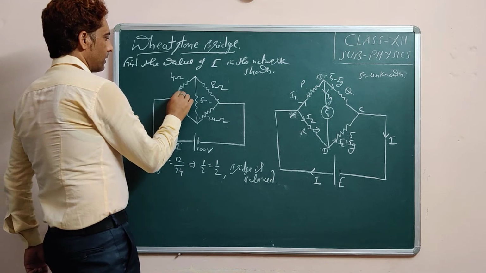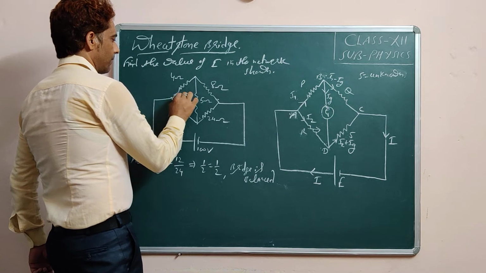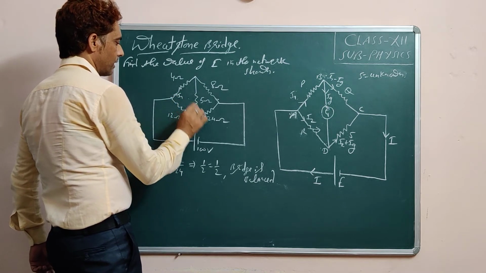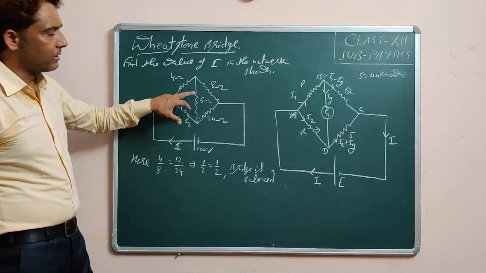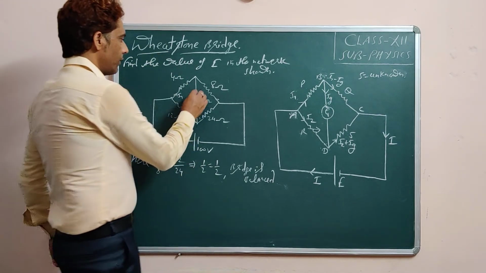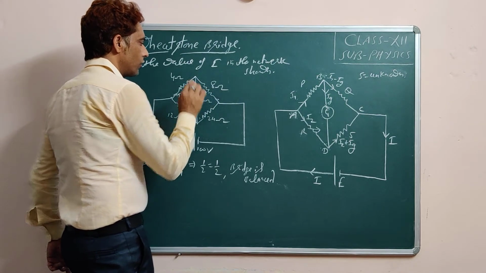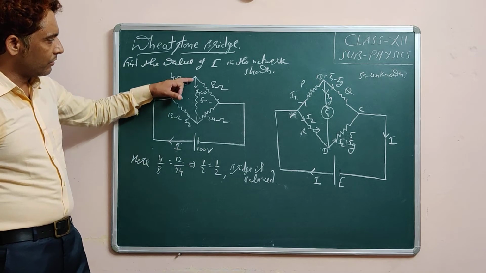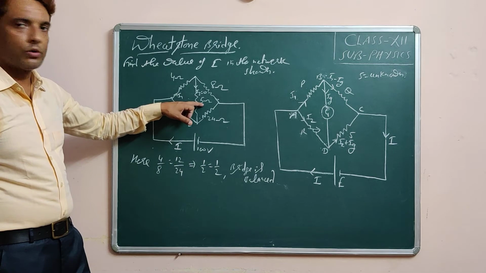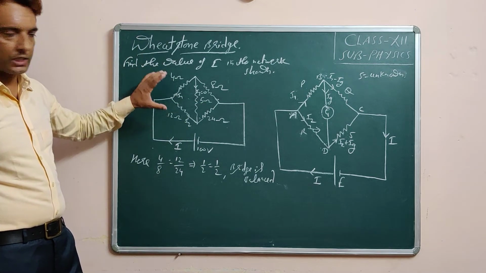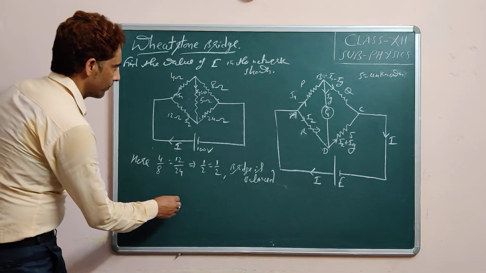Let here the current be I1, here the current is I2. As this bridge is balanced, there will not be any flow of current. So let here the current be I3, but that is equal to 0. And when the current through this branch is 0, this 5 ohm resistance will not contribute toward the total resistance of the circuit. So when the bridge is balanced, in that case the circuit will become like this.